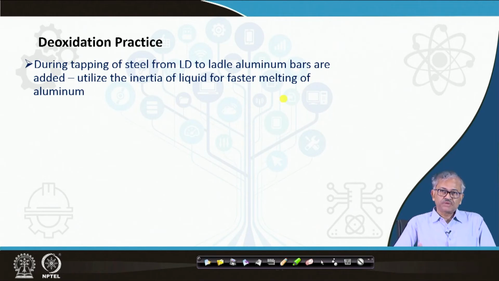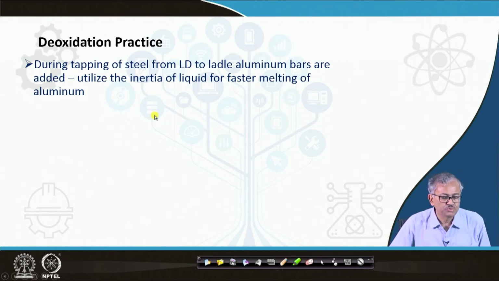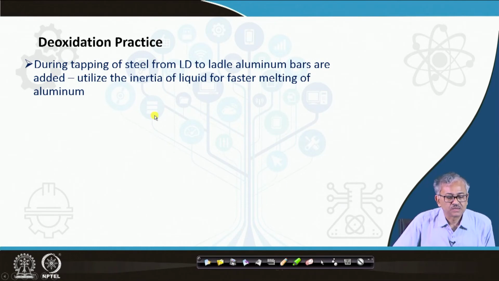That's why you can keep some aluminum bar just at the bottom of the ladle and then pour the liquid steel. Another effect is that the liquid steel will not directly hit the refractory lining, it will fall on the aluminum bar. That is one good way, and this inertia also helps in melting the aluminum bar. So you can keep some aluminum bar in the ladle, tap the steel and deoxidize. That is one thing people do, that is the deoxidation during tapping.